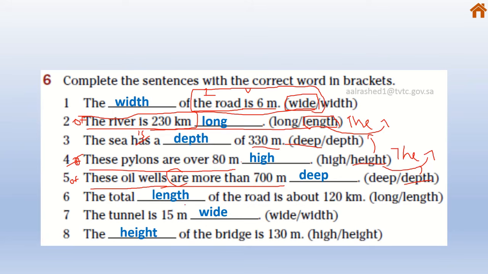6. The total length of the road is about 120 kilometers. Okay, I need here to use long. Okay, here I can remove length. You would say the total of the road is about 120 kilometers long. Or I can say the road is about 100 kilometers long. 7.